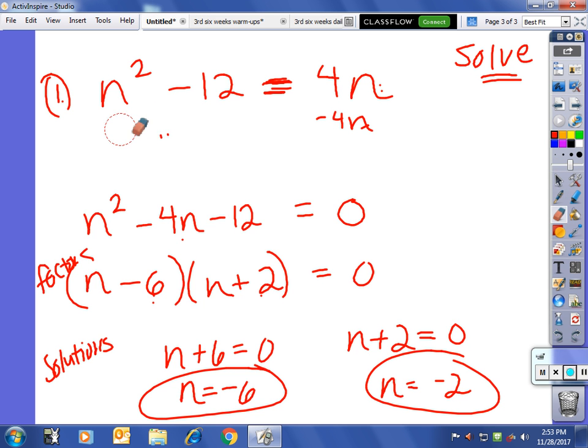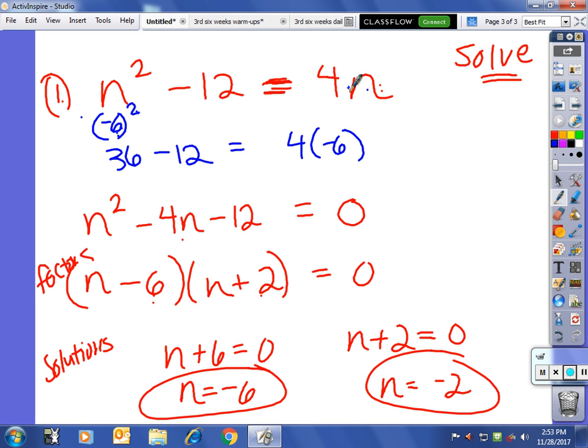Now I'm not going to make you do this, but you could check them. I could go back all the way to my original problem. Negative 6 should work in place of n. So let's just try this. What's negative 6 squared? Negative 6 times itself would be positive 36 minus 12 should equal 4 times negative 6. So I put a negative 6 in everywhere I saw an n. Well, 36 minus 12 is 24. Oh, I'm sorry. I'm glad I checked it. Look, I caught a mistake.